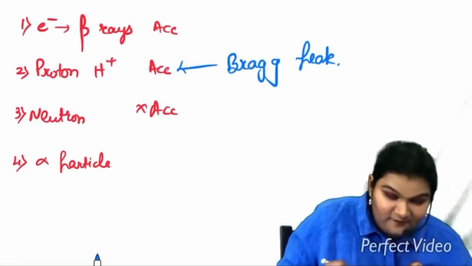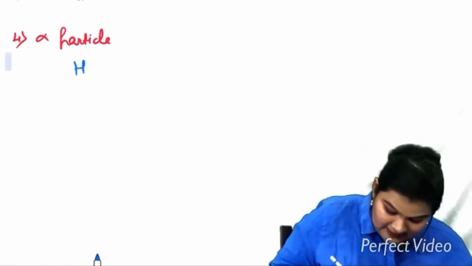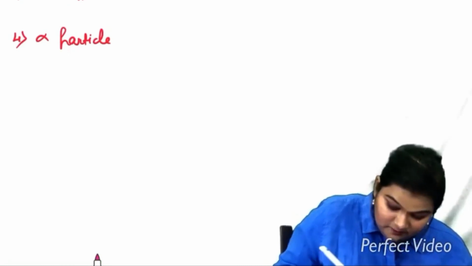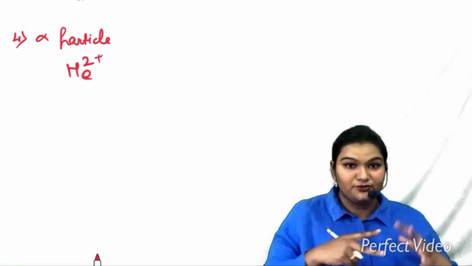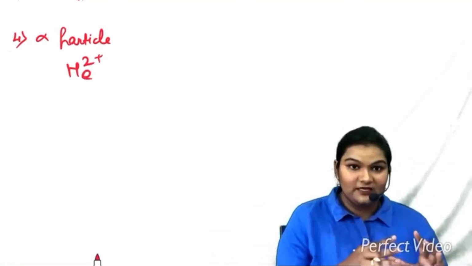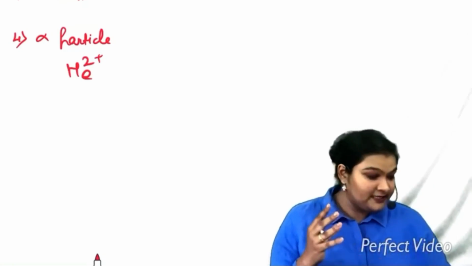Now the alpha particles. What do we mean by alpha particles? An alpha particle is basically helium, but with two positive charges. Helium has two electrons. When two electrons get knocked off, you are left with two protons and two neutrons. So we call it an alpha particle.